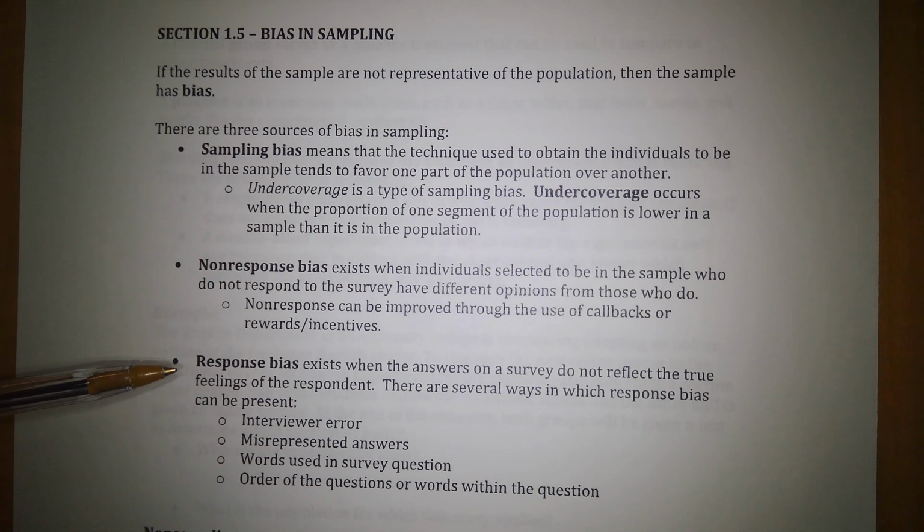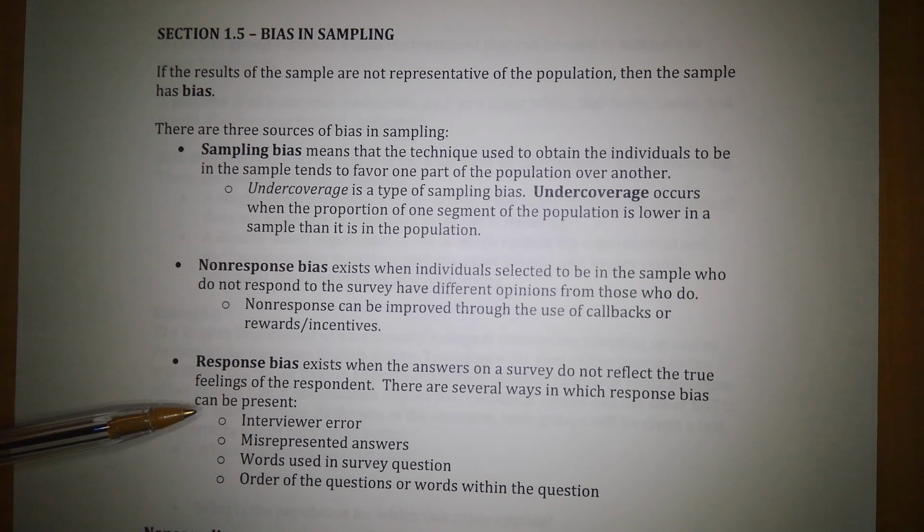Then you actually have response bias. This exists when the answers on the survey do not reflect the true feelings of the respondent. So if I have a particular feeling about whether you should put a park near my house, but those particular feelings aren't one of the multiple choice answers, well then you're going to get an answer based on one of the results that were there, but wasn't my true feelings to begin with.